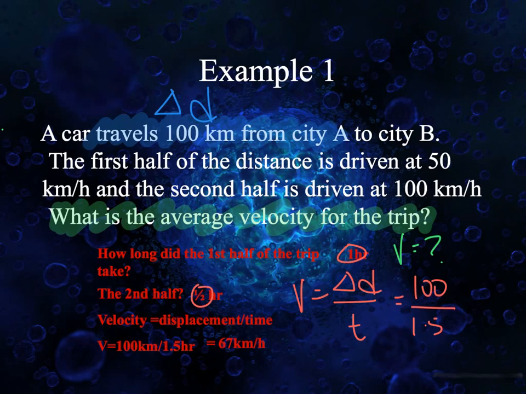Okay? And when you divide 100 by 1.5, you get 67 kilometers per hour, roughly. We rounded up to the nearest whole number there.